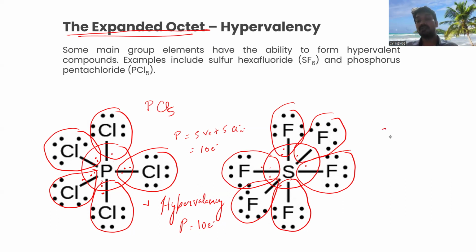Sulfur, which is having 6 valence electrons, gains 6 more electrons from the fluorine. So sulfur is going to have 6 plus 6, 12 electrons, which is again a violation of octet rule. And this is also known as the expanded octet, which is also known as hypervalency.